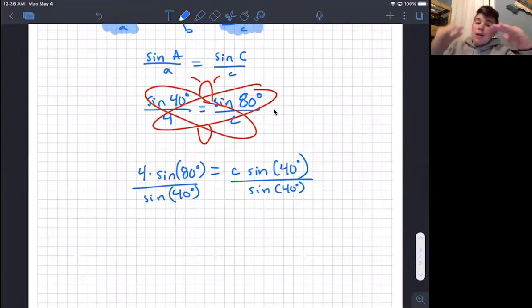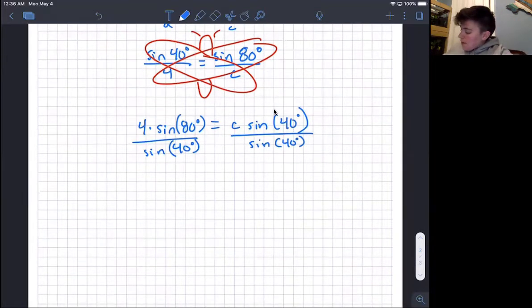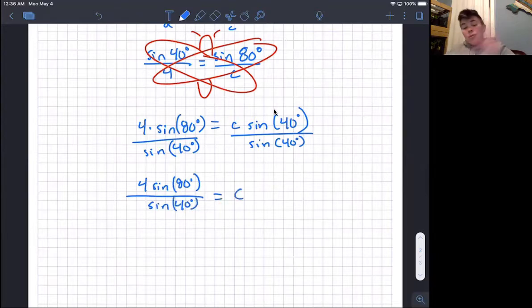I'm showing a lot of steps. You don't necessarily need to show this many steps. So 4 times the sine of 80 degrees divided by the sine of 40 degrees is equal to c. If I was asking for an exact answer, you would stop right here.